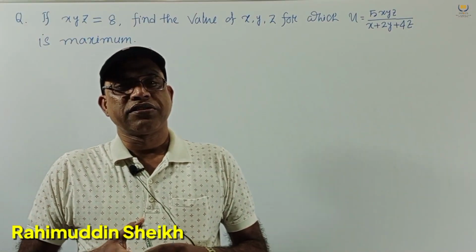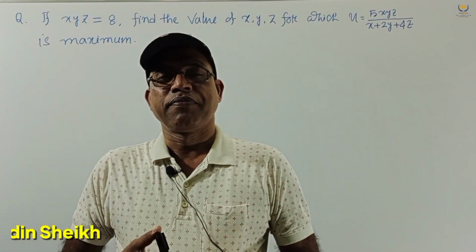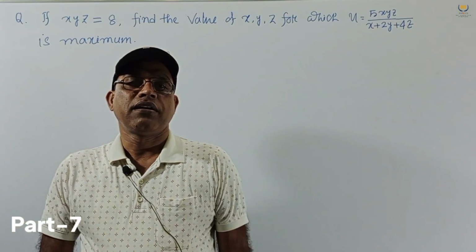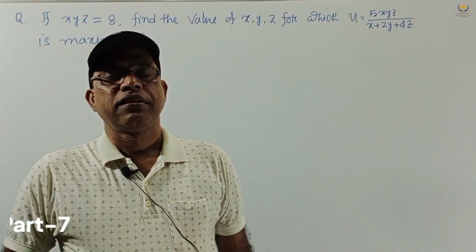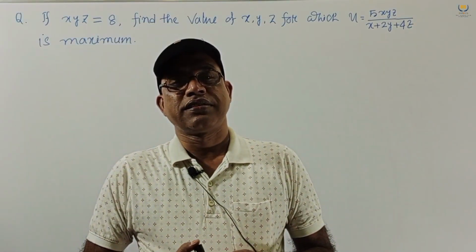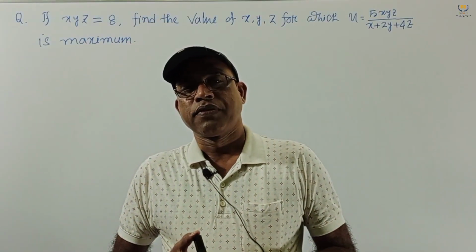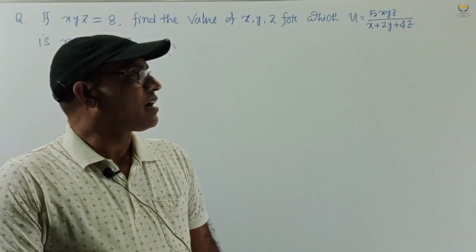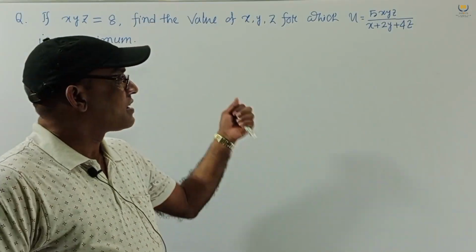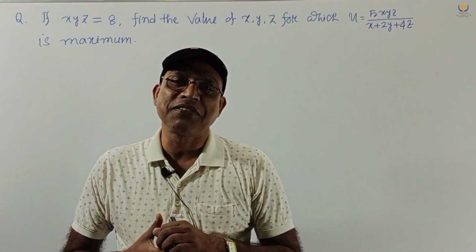So our main discussion is maxima and minima of three variables by using Lagrange method of undetermined multipliers. So we solved some problems. Next we consider the remaining problems. These are very easy, very simple, very interesting also.